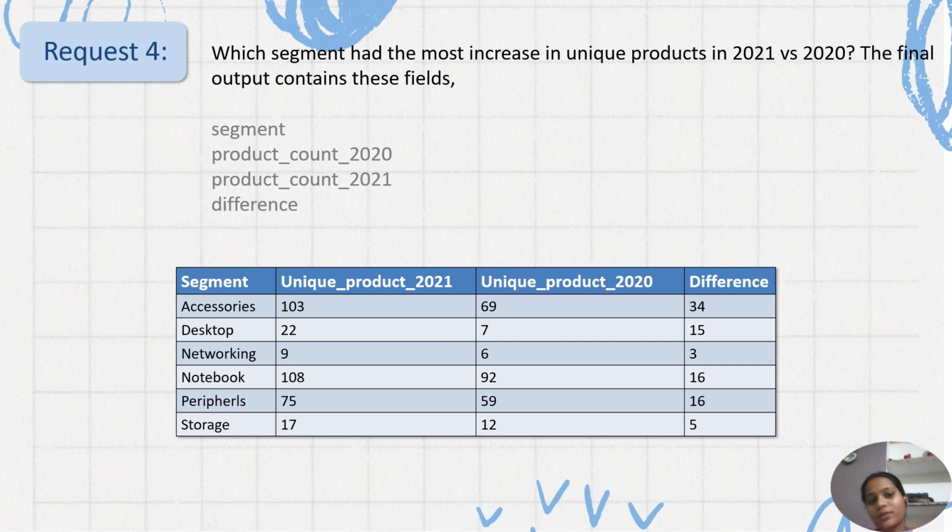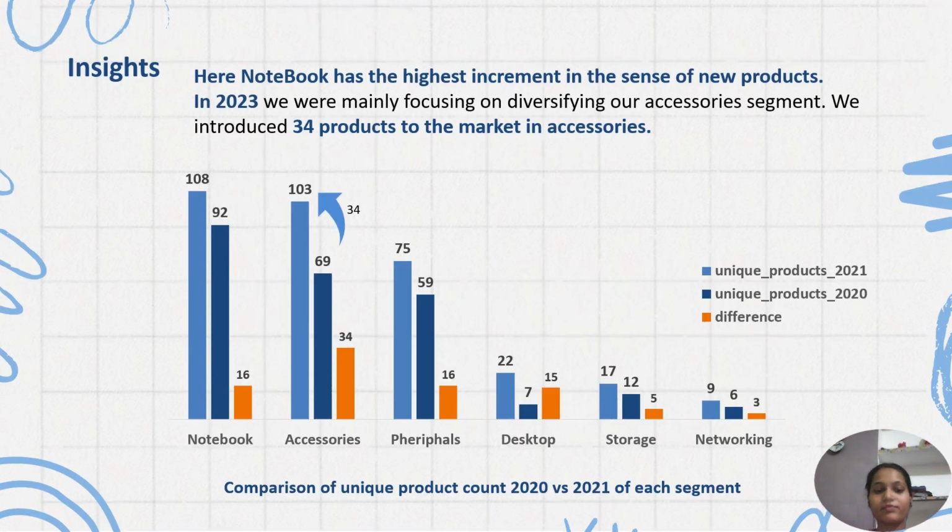Now the next request is, which segment had the most increase in unique products in 2021 versus 2020, and the final output contains these fields. This is an SQL query output, the difference output. Now let's move to the insights. Here, notebook has the highest increment in new products in 2021. But we were mainly focusing on diversifying our accessories segment. We introduced 34 new products to the market in accessories.